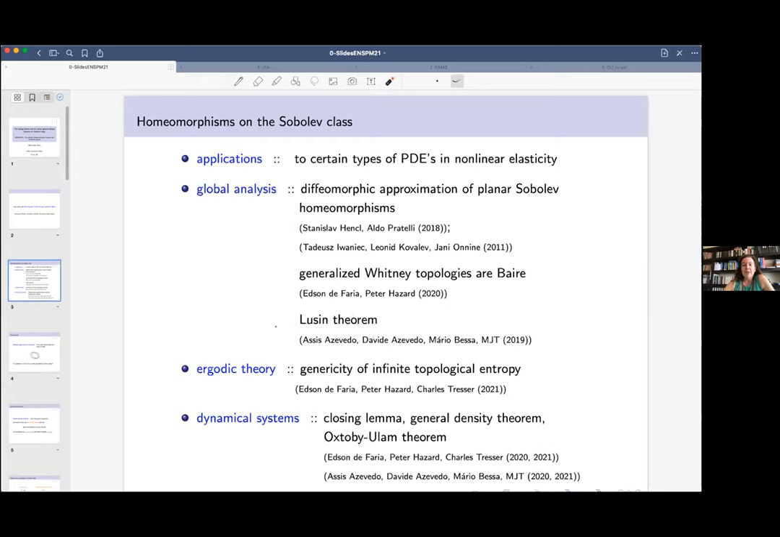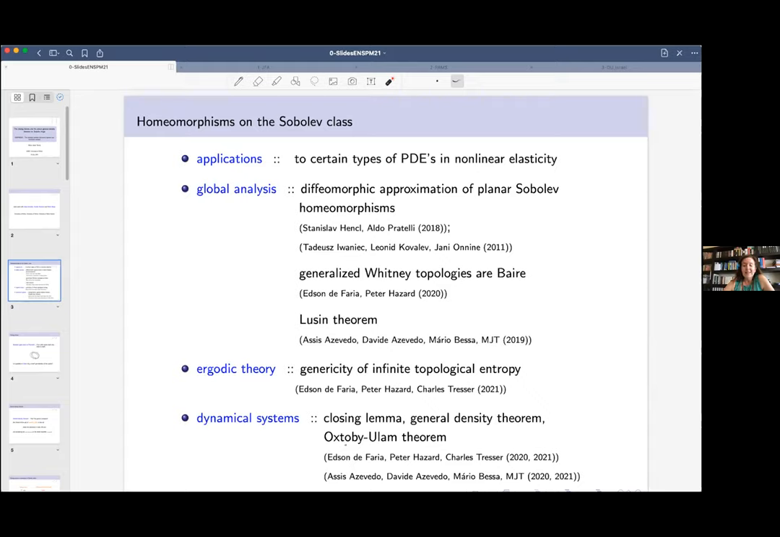It also appears in subjects related with ergodic theory. This year, Edson Faria, Hazard, and Tresser proved for this class that generically the topological entropy is infinite. And in dynamical systems, which is in fact the subject of this talk, we proved recently the closing lemma and the general density theorem, which is the abstract of this talk.